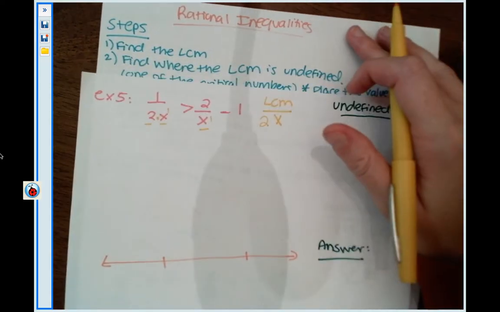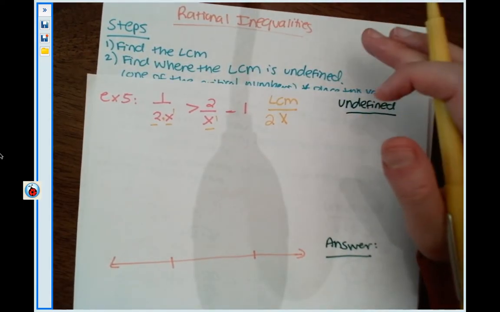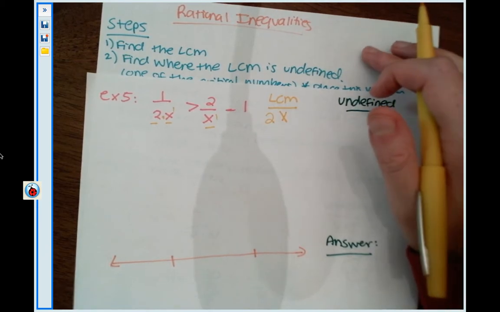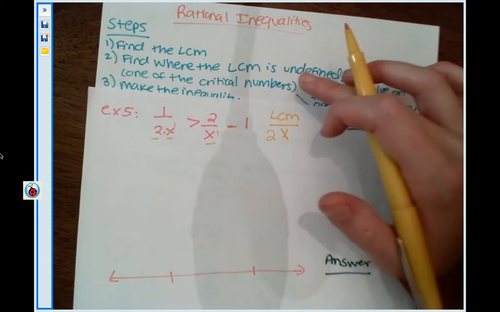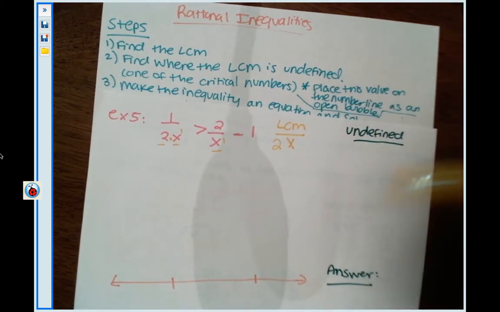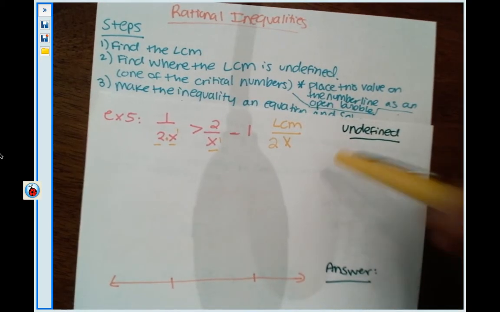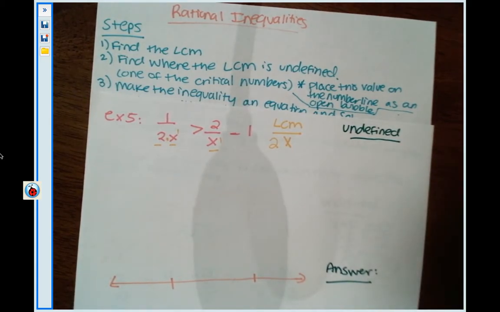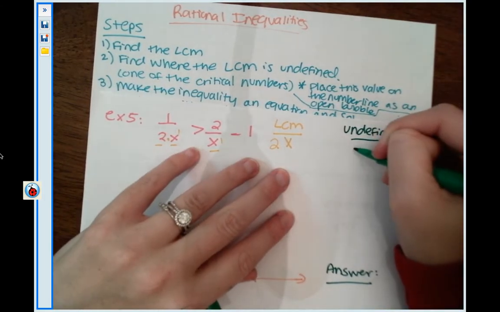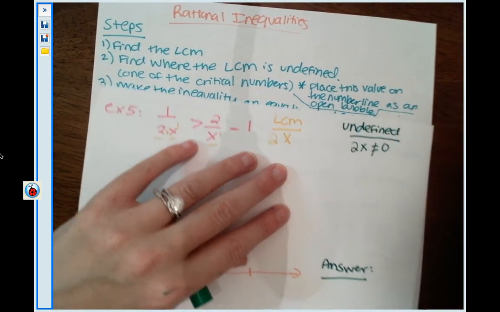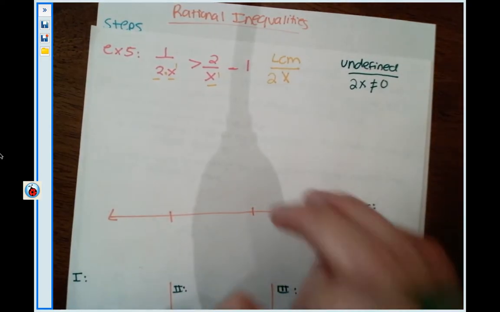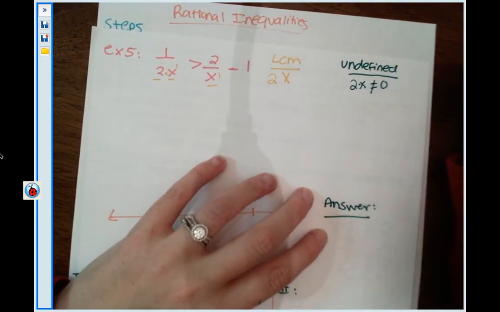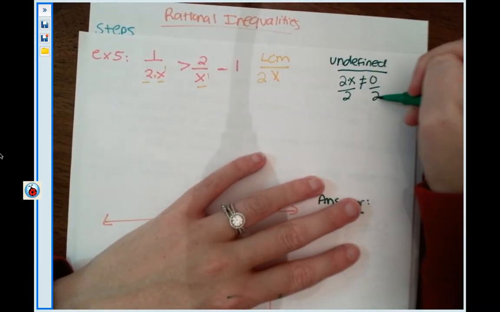Step 2 is we're going to find where the LCM is undefined. Remember, this is one of our critical values, so it's going to go on our number line. And since it's the undefined portion, it must always be an open bubble on your number line. So let's set this LCM not equal to 0. So I have 2x cannot equal 0. Alright, let's solve this thing. So 2 is secretly multiplying to my x, so the way we move it to the other side is by dividing both sides by 2.